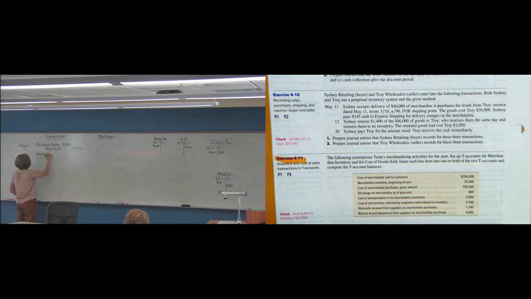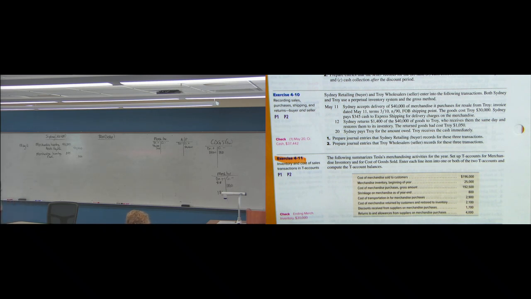This is another transaction on the same date because I have to pay for shipping. How much was the shipping? $345. And what am I crediting here? Cash. Because it's a separate payment. It's a separate bill. But I'm going to come over here and add $345 to the value of my merchandise inventory. Okay, we're just doing Sydney. The rest of that has to deal with Troy. We'll handle that later when we go to do the selling.